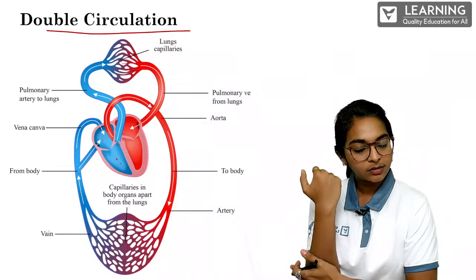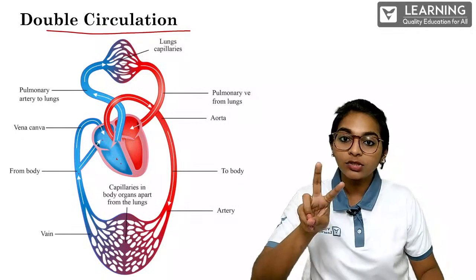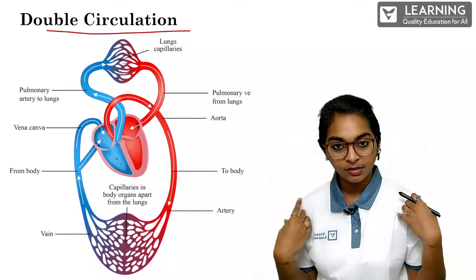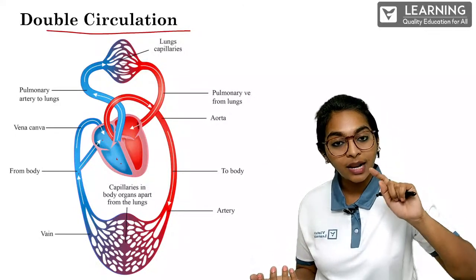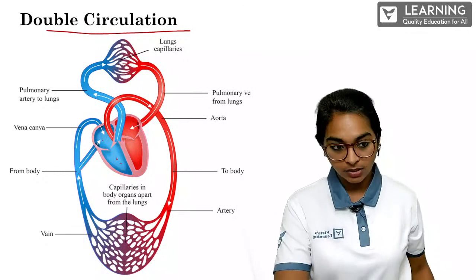Is that clear? Correct. So two circuits are involved. In both circuits, it pours the blood into the heart and takes the blood from the heart. So basically the blood flows twice through the heart. That is why it is called a double circulation.